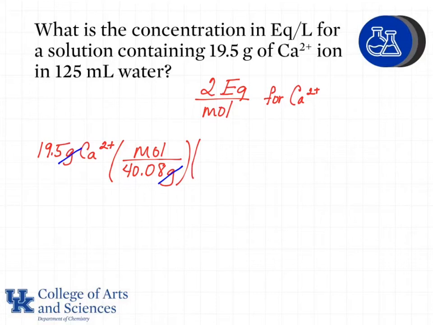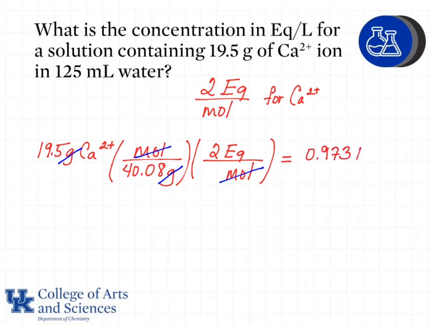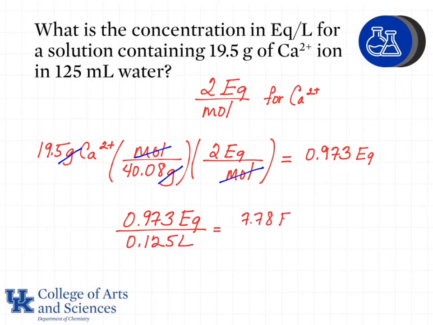Grams will cancel. Next, I use my 2 equivalents per mole, which is true for calcium or any other ion with a +2 or -2 charge. Moles will cancel, and I find out that in 19.5 grams I have 0.973 equivalents. I can now use this along with my volume to find the equivalents per liter. So we have 0.973 equivalents over 0.125 liters, and we get a concentration of 7.78 equivalents per liter.